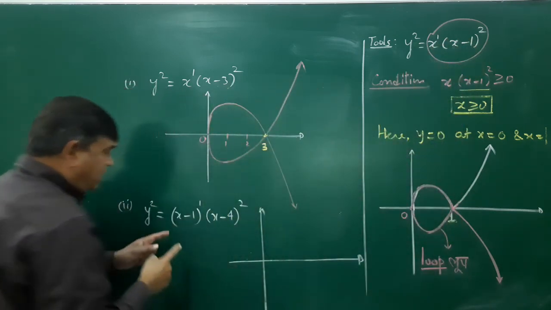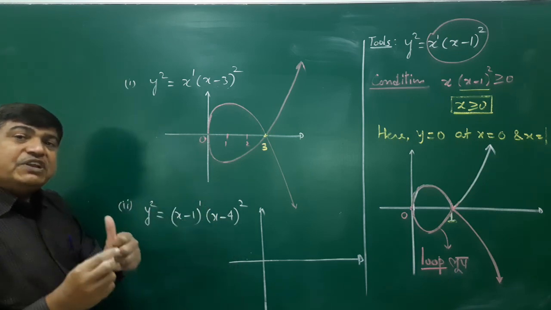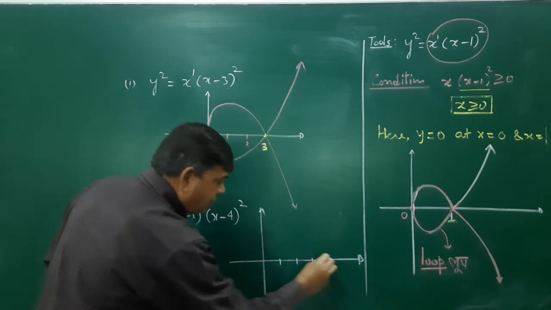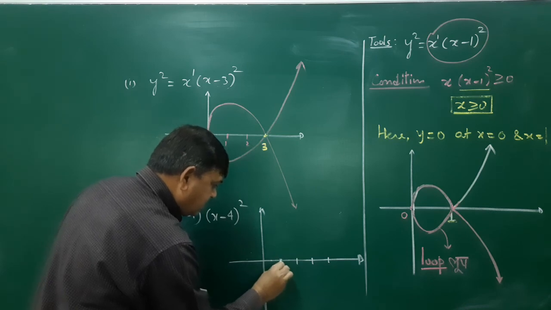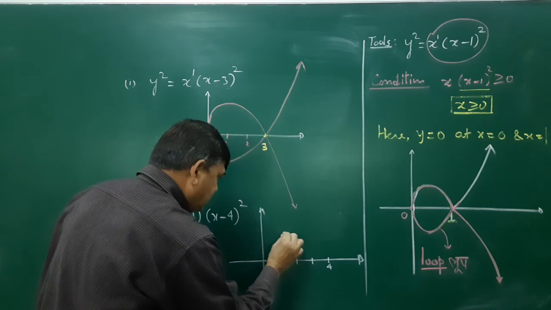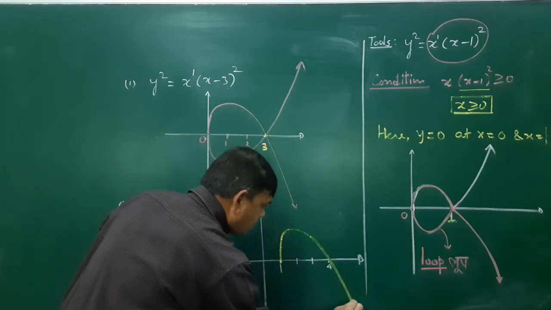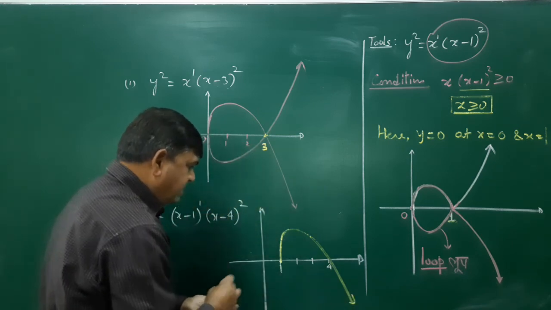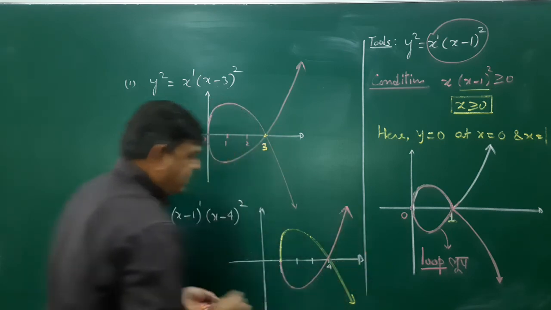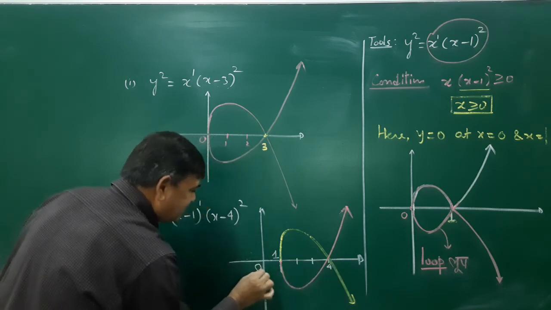Here it is between 0 and 3. Now this becomes 0 at 1, this becomes 0 at 4. So the loop is between 1 and 4. So it is 1, 2, 3, 4. So here, this is 1, this is 4. So the loop is between 1. It is like this. Okay? It is this way. So this is 1 and 4 and this is the origin.